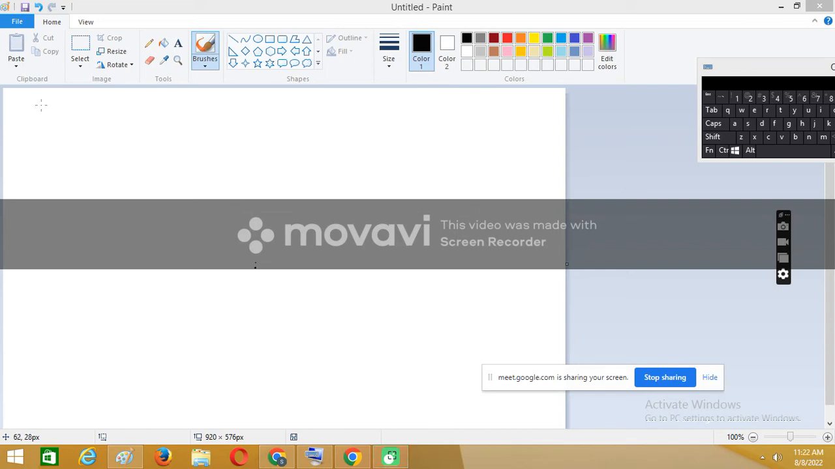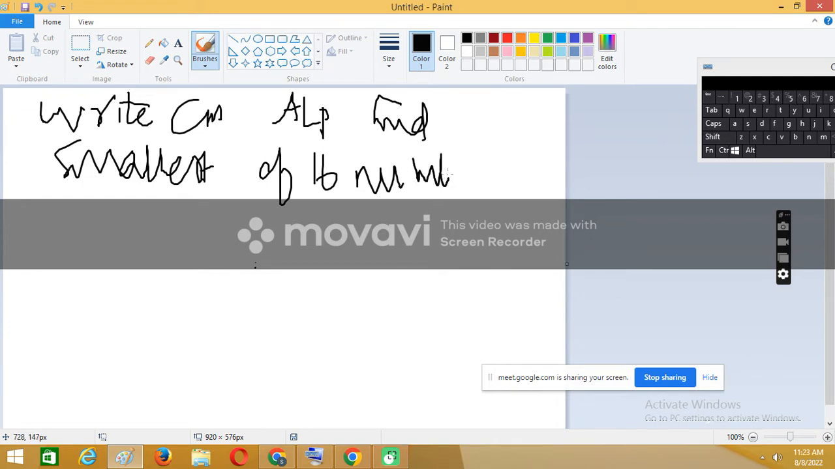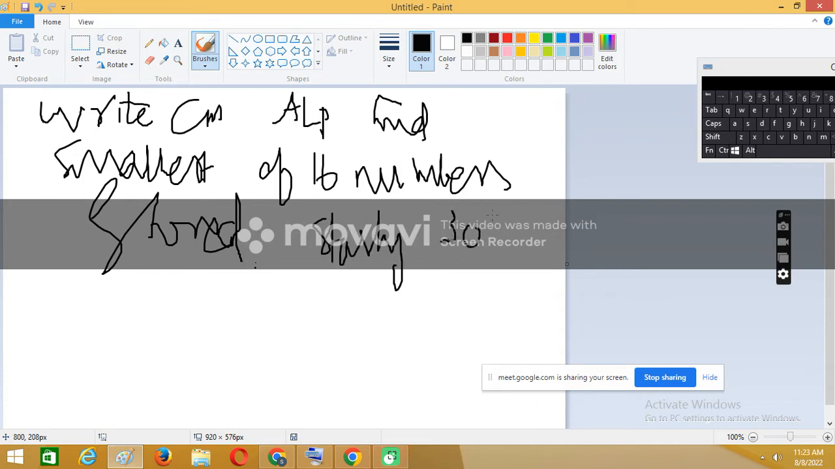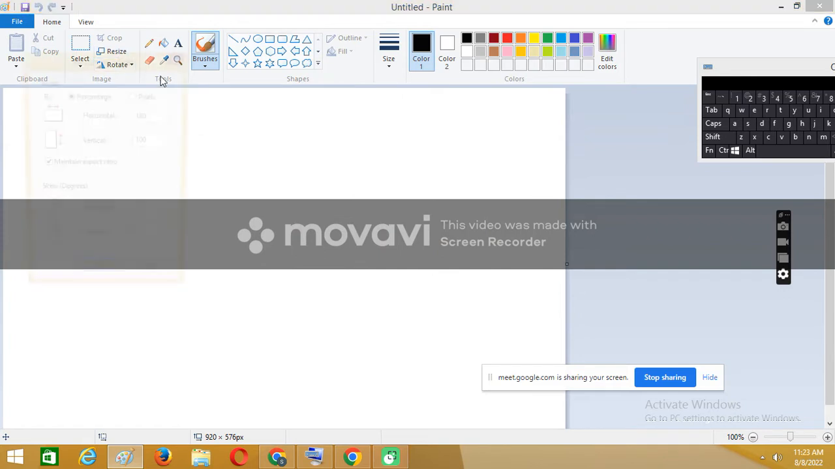Question: write an ALP to find the smallest of 16 numbers stored in a RAM array starting from internal RAM location 30H. This is my question. Okay, so let us try to do this program.